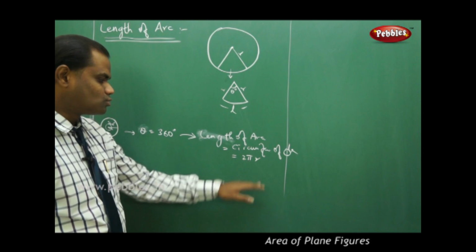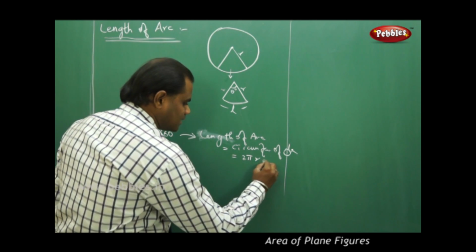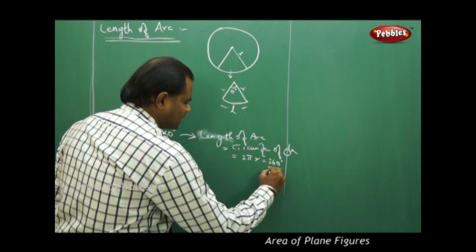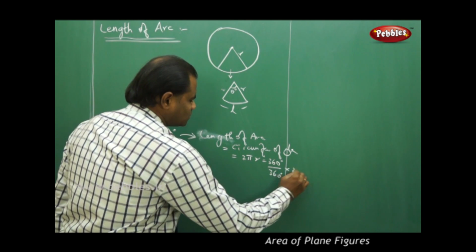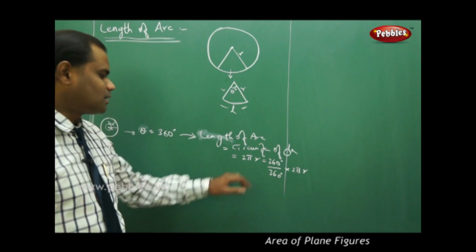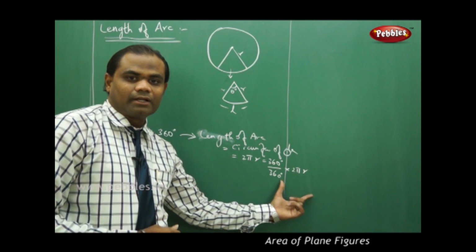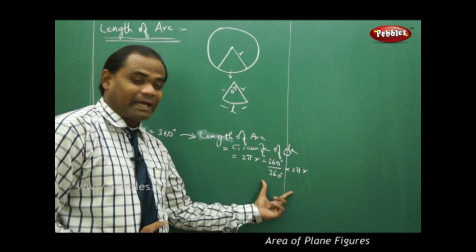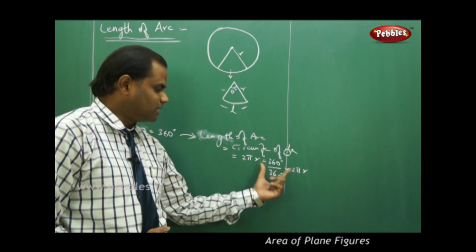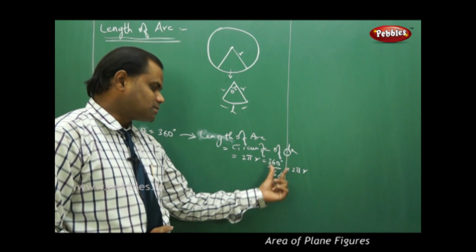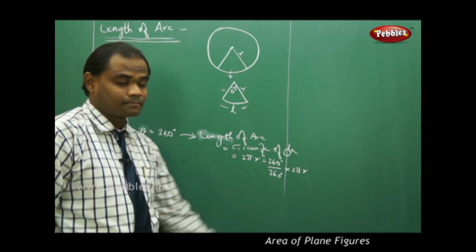So my circumference is 2 pi r, but I write this as 360 by 360 into 2 pi r because I just want to bring in a conjecture through the angle associated with the radius. So let me write this 2 pi r as 360 by 360 into 2 pi r.